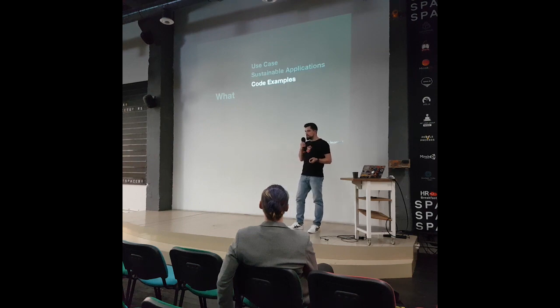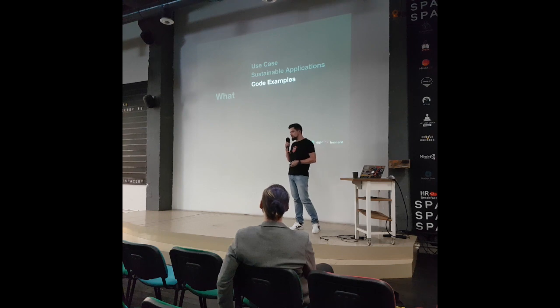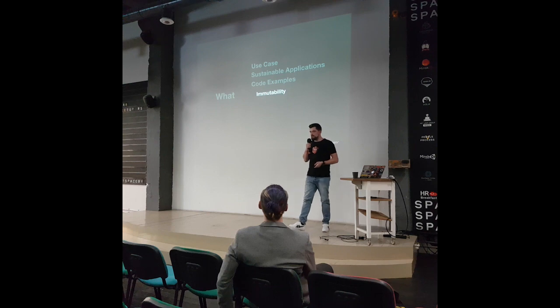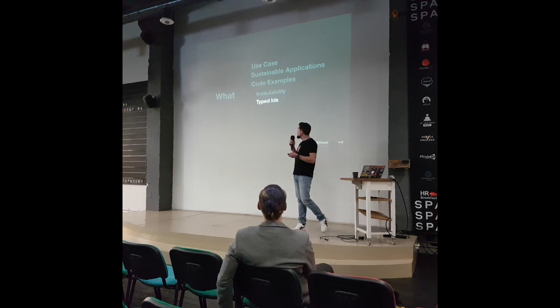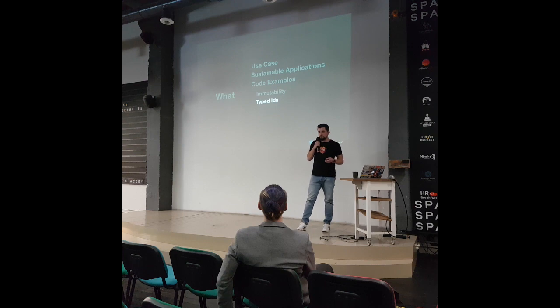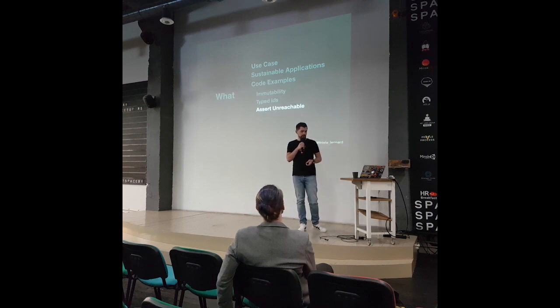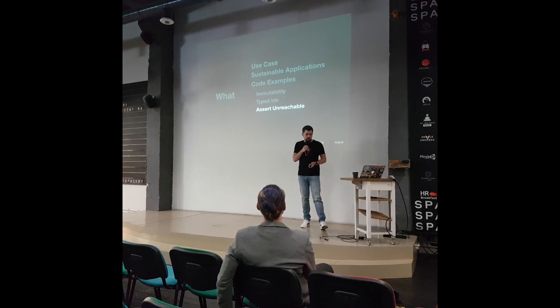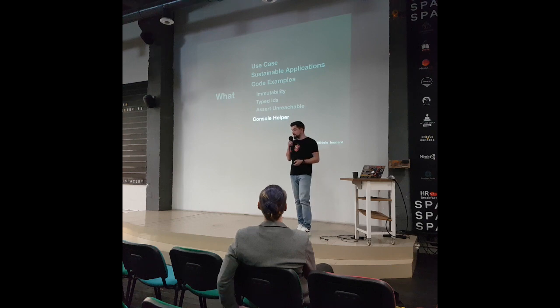I want to talk about code examples because I think we've all heard a lot of talks about theory, about Ivy, about some renderer, some Bazel or something, but sometimes it's also cool to see how that actually looks when you apply it in real-world examples. One of the examples will be immutability and how we use it in our project, how it helped us, how we typed our IDs and what benefits this had, how we used assert unreachable, and as a little bonus in the end, if I have time, I will show you our small console helper in our application.